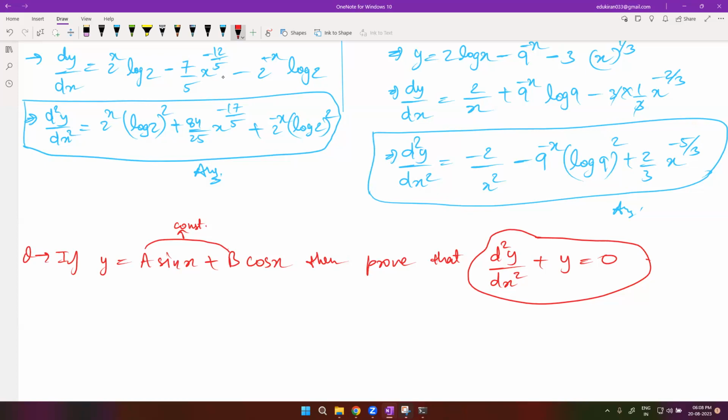Put that value here. Then you will see that LHS should be equal to RHS.